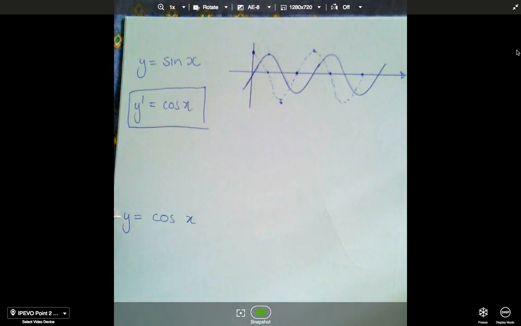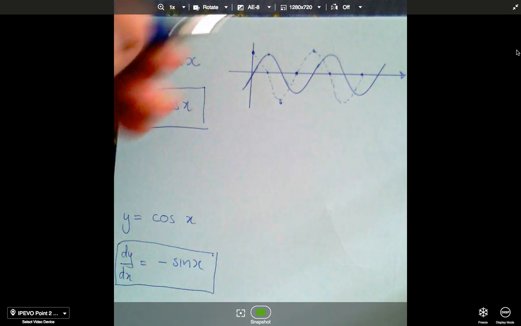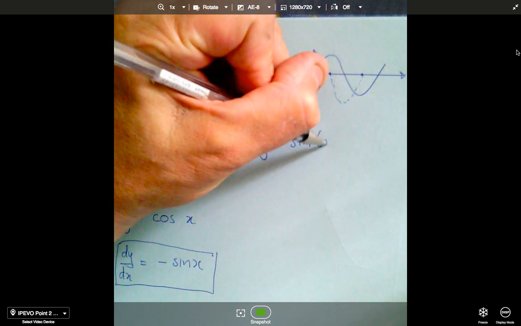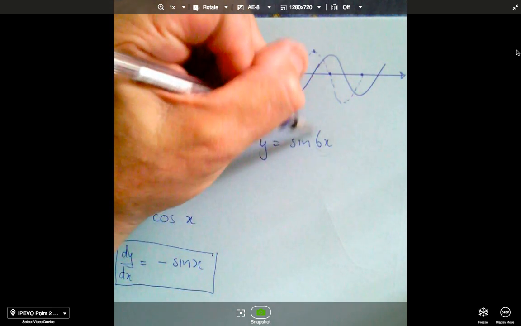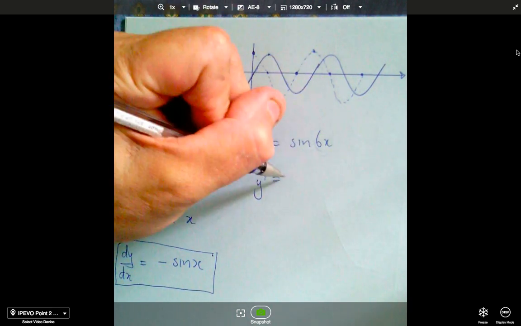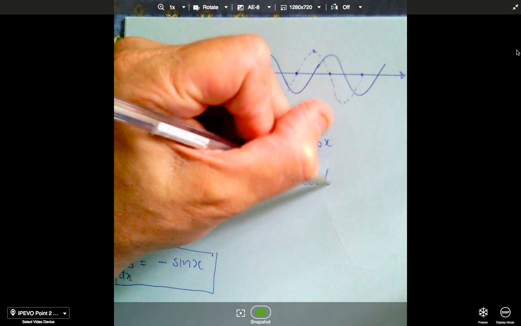And in a very similar way, if we have y equals cos x, then dy/dx, or the derivative, is minus sine x. That's another one of those rules. We could use the chain rule, but we haven't got to that yet. If we have y equals sine 6x, then we just find the derivative of the inside, which is 6, and we're looking for y dash, so it's 6 cos 6x.